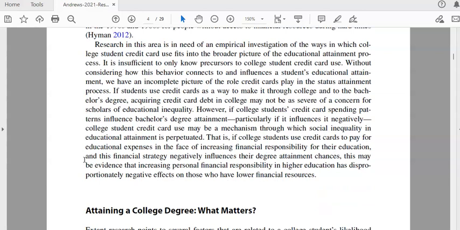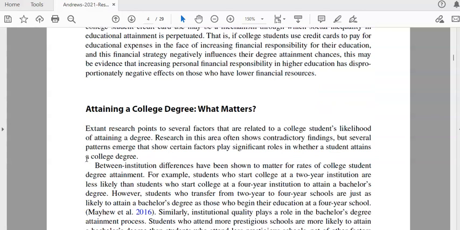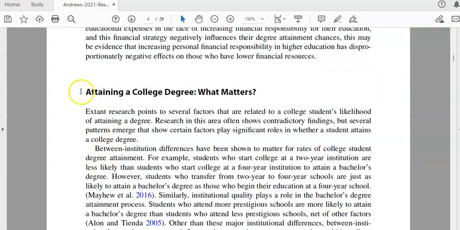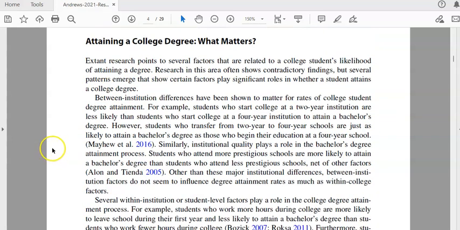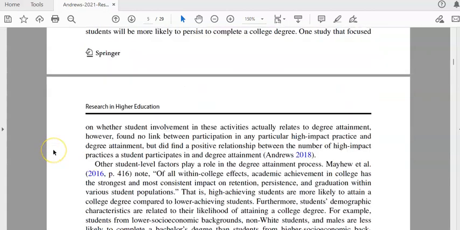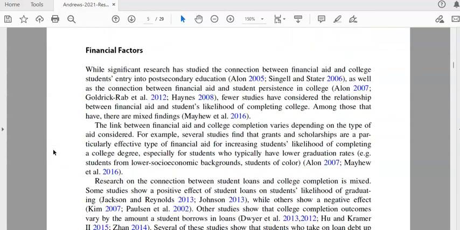It's giving the conceptual background, but it's also really setting up the variables and the data that are used for the study. And you can see this here in this heading, Attaining a College Degree, What Matters. This is literally setting up the predictor variables for the regression model all the way back in the literature review. So what matters means what is influencing the attainment of a college degree. And so you can see that this is, again, conceptual background, and also setting up the variables to be used in the model. It gets more specific to financial factors.